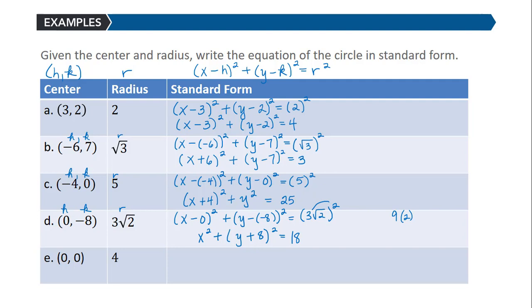Lastly, if our center is 0, 0, which is h, k, and our radius is 4, we would get x minus 0 squared plus y minus 0 squared is equal to 4 squared, which is x squared plus y squared equals 16. So notice in part E that if our center is 0, 0, the equation is simply x squared plus y squared equals r squared. So that is true if the center is at the origin.